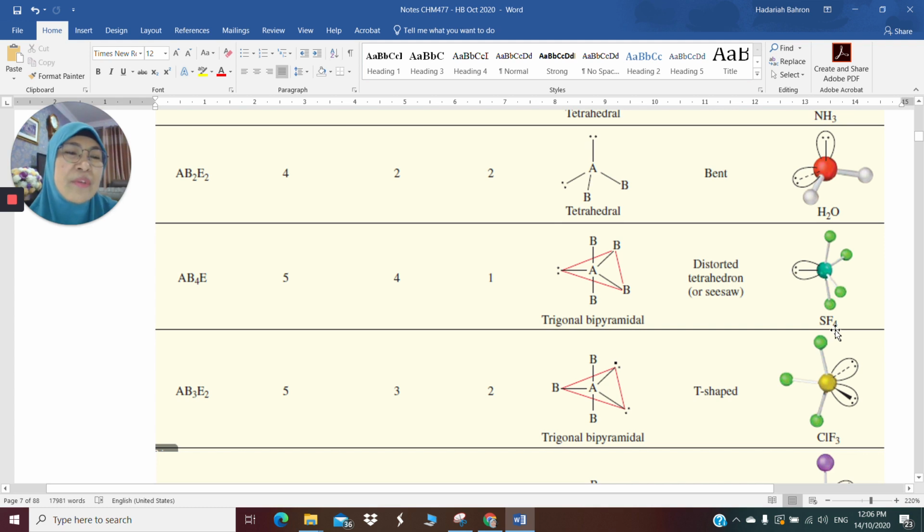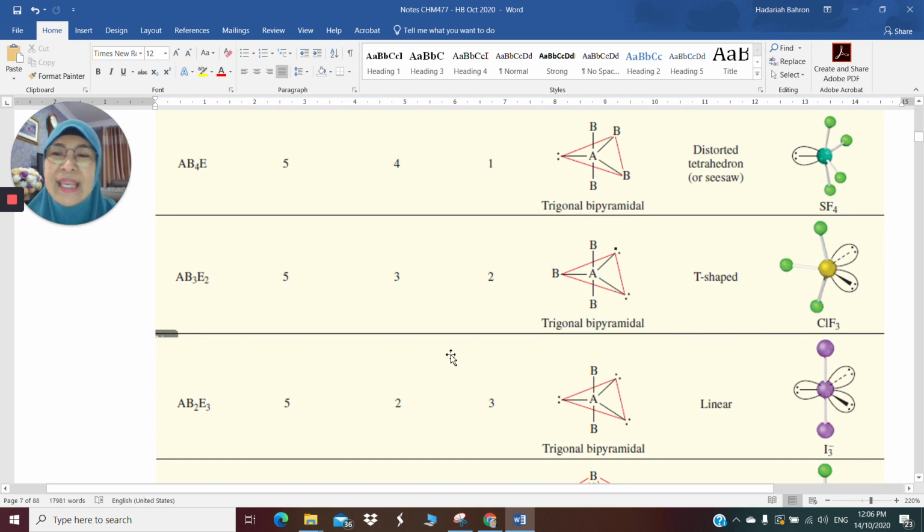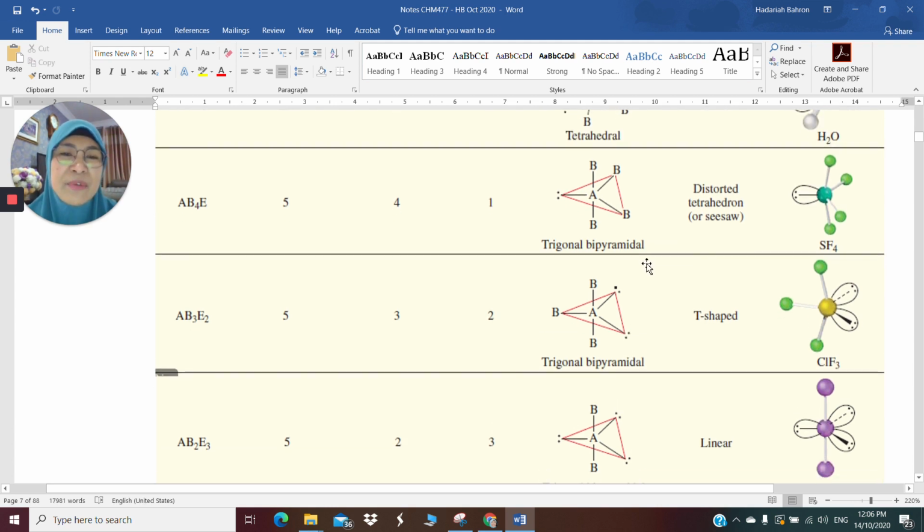Next is AB3E2, three bonding pairs, two lone pairs, and you will always see for a trigonal bipyramidal situation, the lone pairs will locate themselves on the horizontal plane, because this is where it has the biggest bond angle, 120 as opposed to 90 only. So the two lone pairs here, there they are for ClF3.